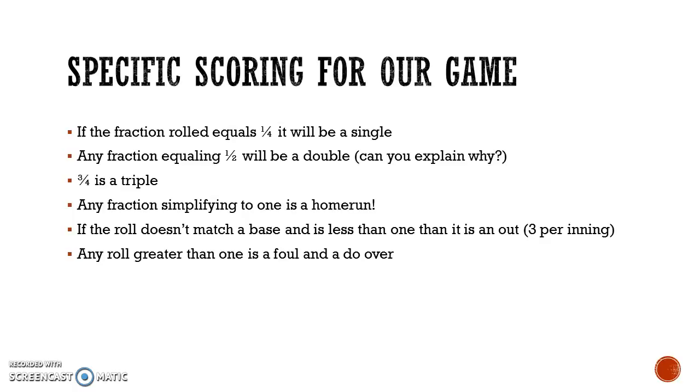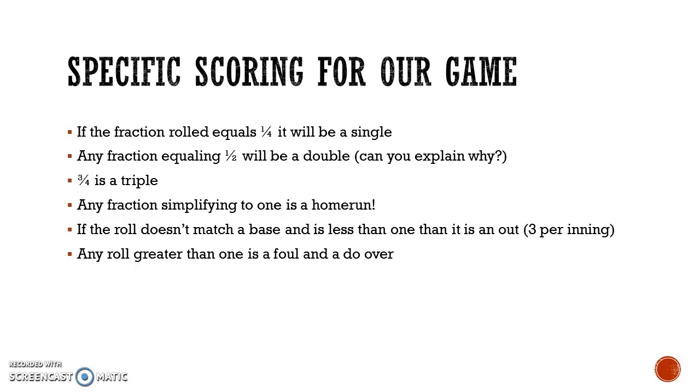So the specific scoring for our game: if the fraction rolled equals 1/4, it will be a single. Any fraction equaling 1/2 will be a double. Can you explain why? Because there are many fractions that can equal 1/2, aren't there? We will be limited with our dice today because we're going to be using 2 six-sided dice, which means the highest we can roll is a 6 on each one, right? Maybe tomorrow we'll make it a little bit harder and add more dice, or bigger dice.